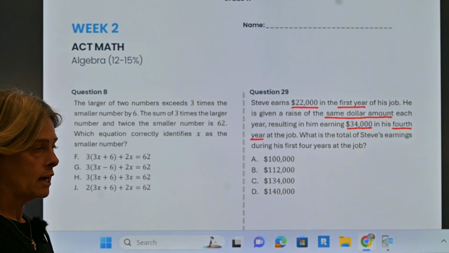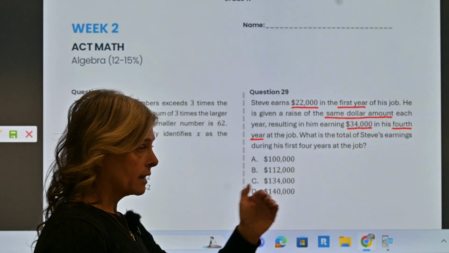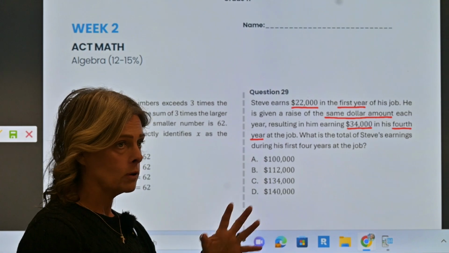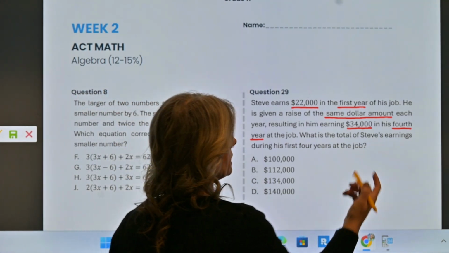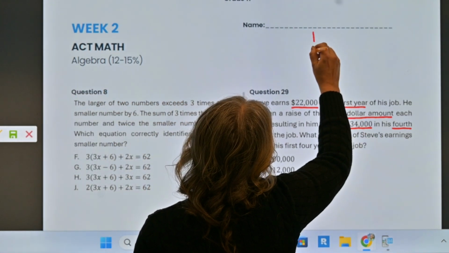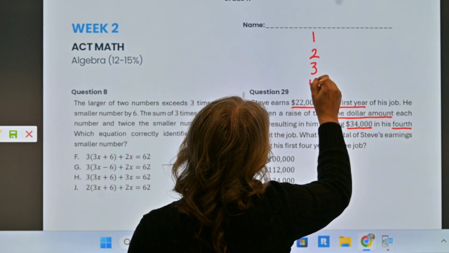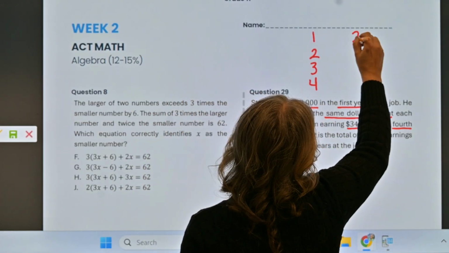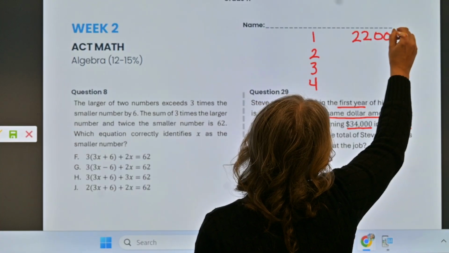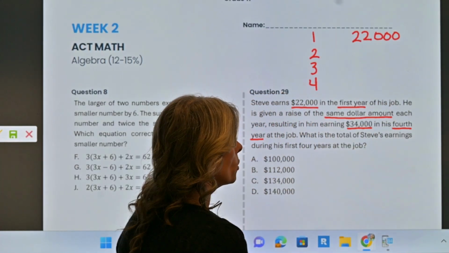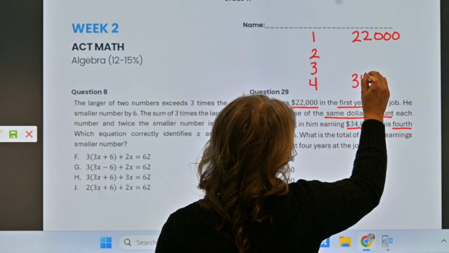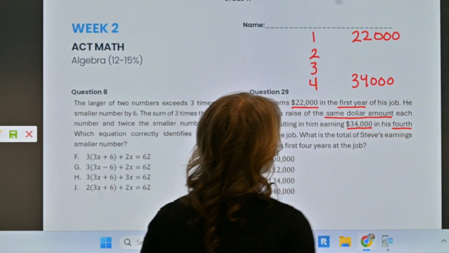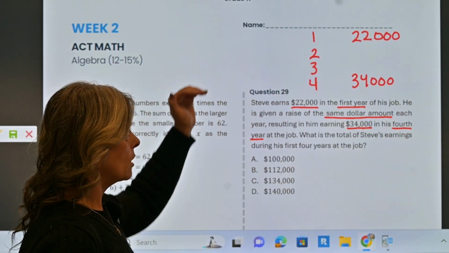So we need to figure out what he earned his 2nd year and his 3rd year, right? And what we're adding each time. So I would do a table for this. So 1, 2, 3, 4, those are his years working. In year 1, they told us he made $22,000. In year 4, he made $34,000. Okay, and so we need to figure out what to do in the middle.